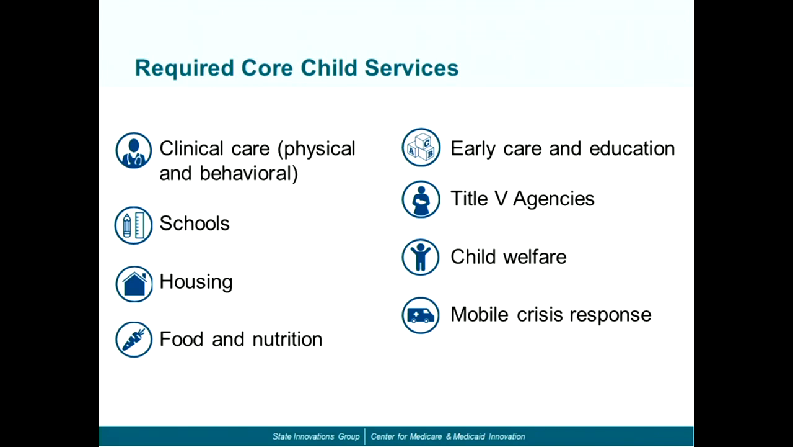I did also just want to note that, again, this model touches on a set of core child services that, as you can see, run across many different settings. And this is part of why collaboration really lies at the heart of what we are aiming to do in INC. So clinical care, including physical and behavioral health, but also care delivered in schools, in housing, food and nutrition use, early care and education, child welfare, mobile crisis response. I think there are some cases where juvenile justice will be involved as well.